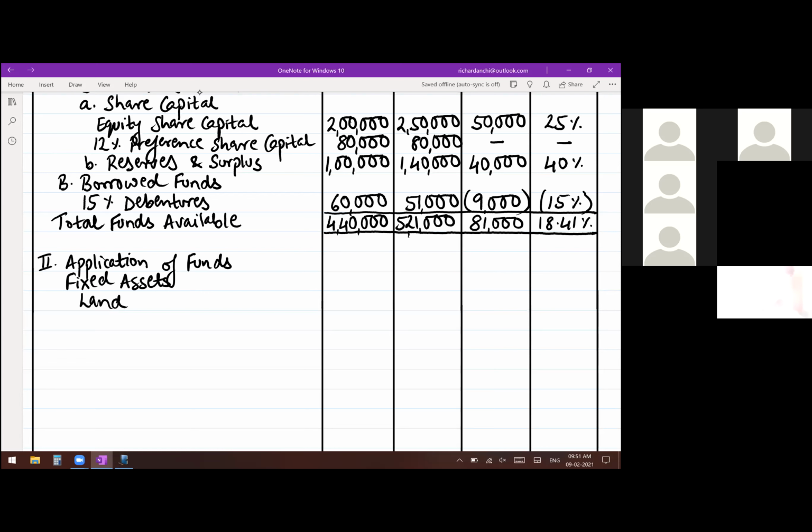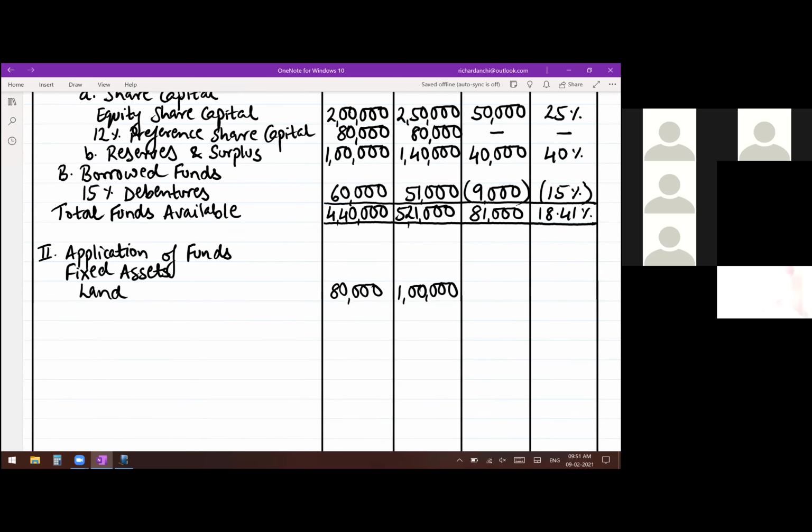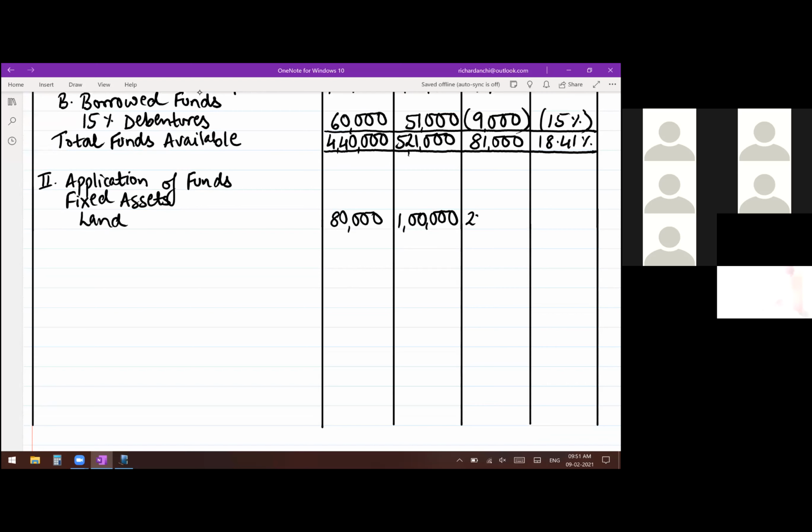For 2018, amount is 80,000. For 2019, it is 1 lakh. Very quickly, tell me how much is the absolute change? 20,000. And calculate the percentage change. So 20 divided by 80 into 100. 25%. Correct. Good.